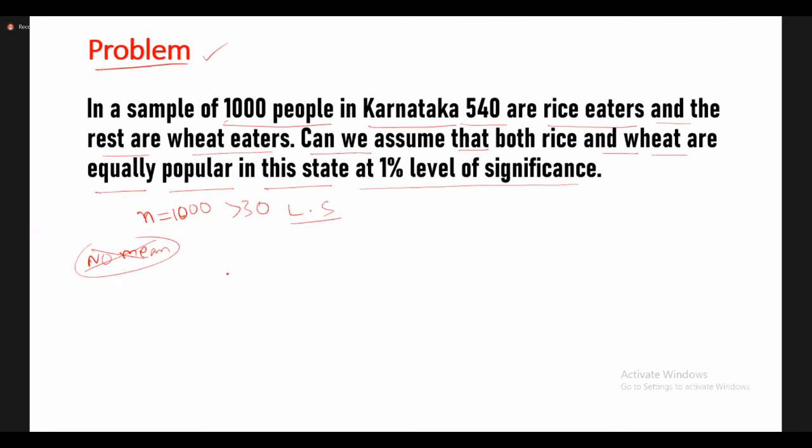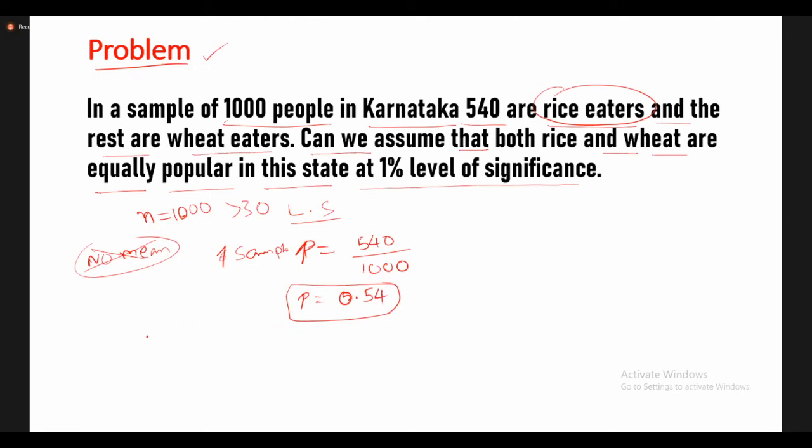I hope all of you understood that concept. What is the sample proportion small p? Write down. The sample proportion small p is equal to small p out of 1,000. We are discussing rice eaters. The main thing is rice eaters. How many are favorable to rice eaters? 540. So what is the small p value? 0.54. Very good.